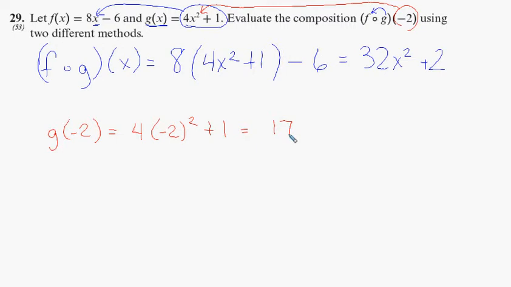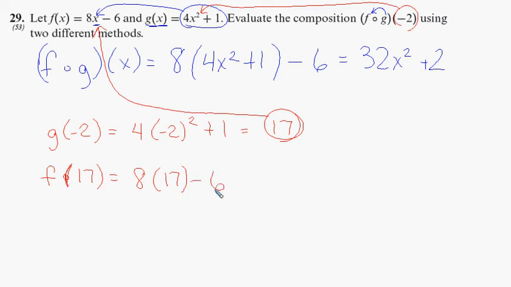Now, it's that 17 that's going to get plugged into the f function, okay? So that means now that we can say that f of g of, well, technically, let's say it like this. We know that f of 17 is equal to 8 times 17 minus 6. Now, what is 8 times 17 minus 6? That's equal to 130. Okay? So that was one method.